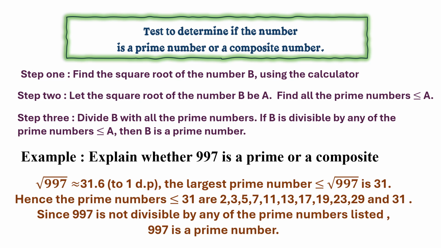And basically, you can just use your calculator. Take 997 and try to divide by 2, divide by 3. Basically, divide by all the prime numbers there. And if it's not divisible by any of them, then we can conclude that 997 is a prime number. So this is one way that you can explain whether 997 is a prime or composite.